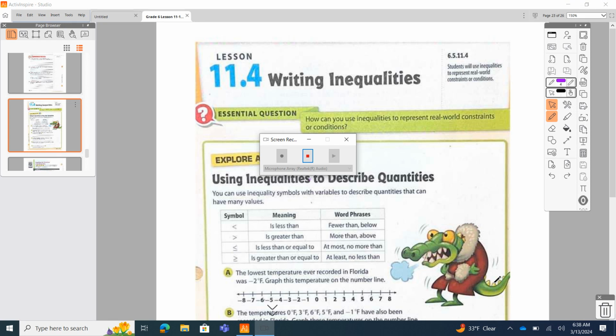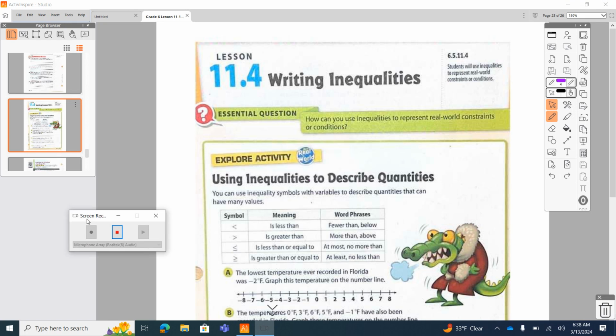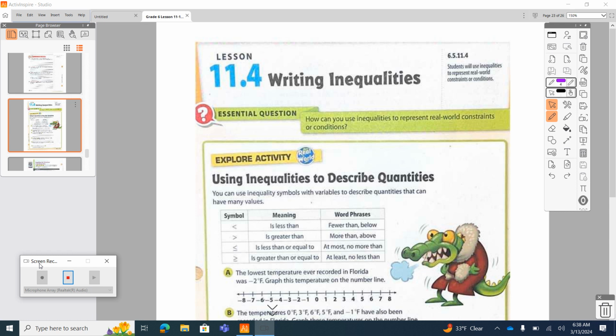Today we are doing the last lesson in Module 4, Writing Inequalities.